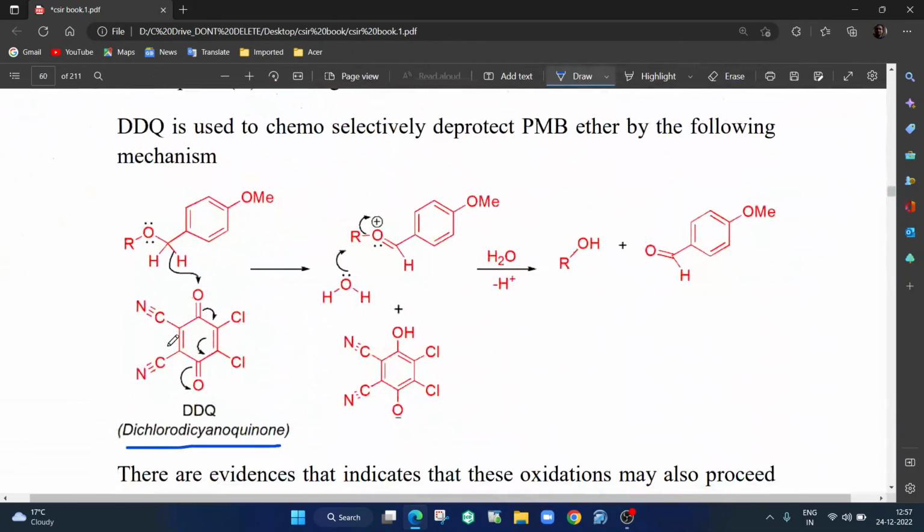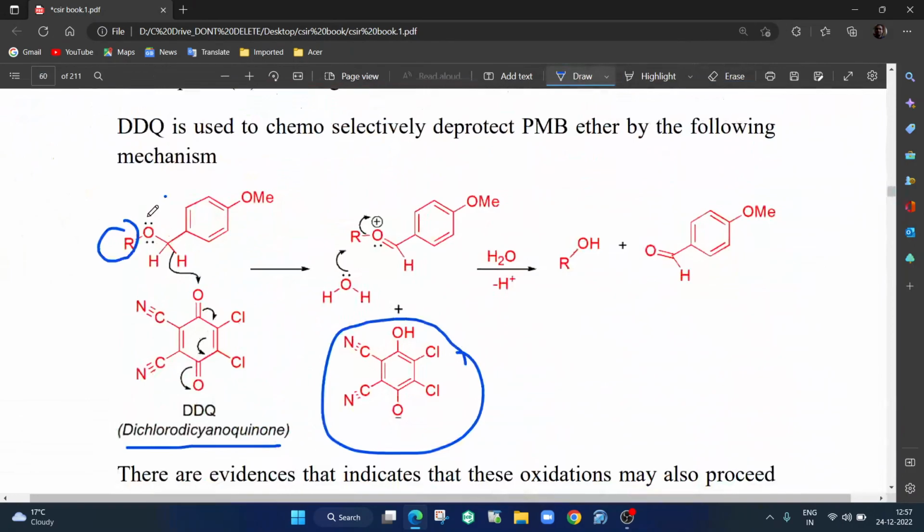Dichlorodicyanoquinone. So, you are having this quinone and dichloro and dicyano. I hope everybody remembers this. This is the quinone. It is prepared by dehydrogenation of phenols. Okay. So, this is your sugar part and this is your protecting group. So, first H minus comes and attacks here, this comes here, this comes here. All the driving force is because it becomes aromatic. It's a big driving force.